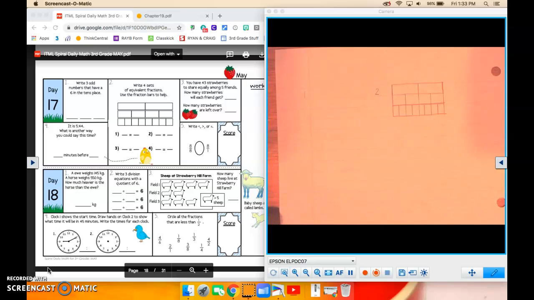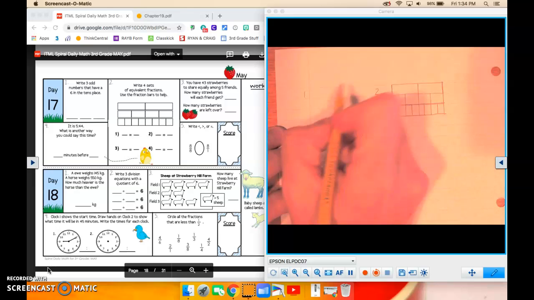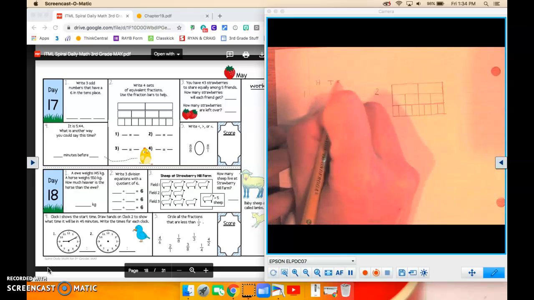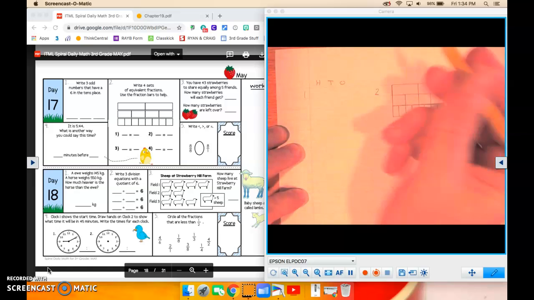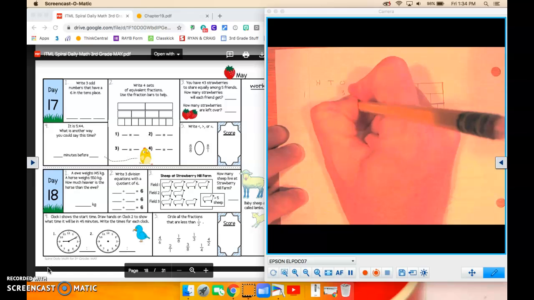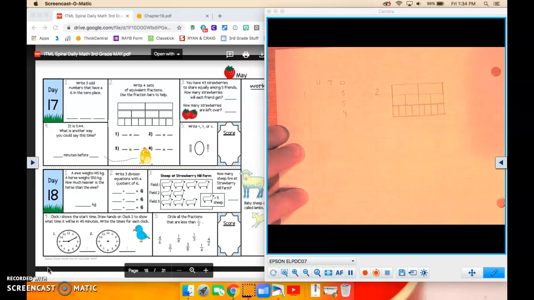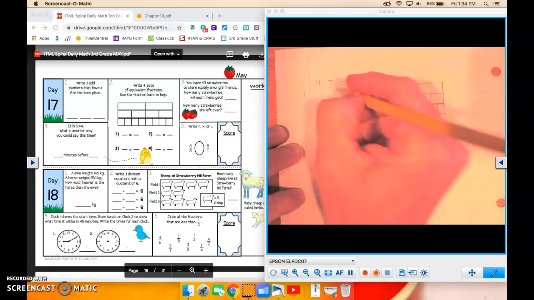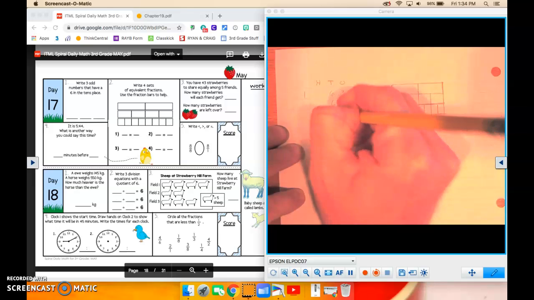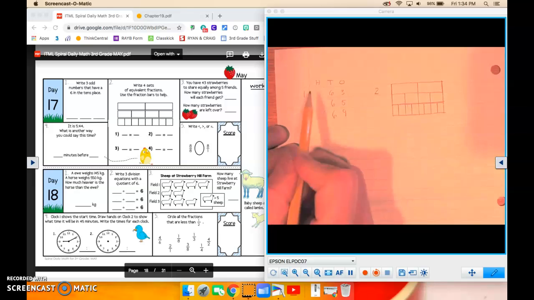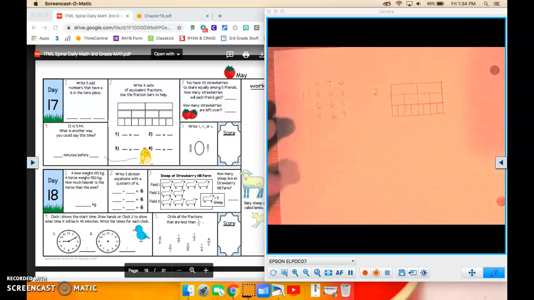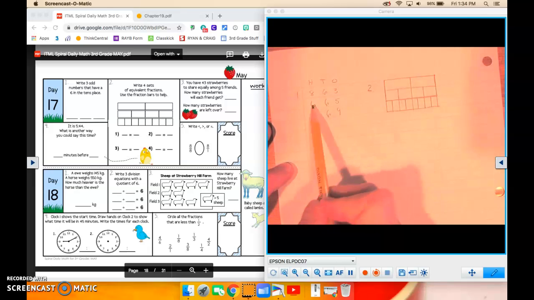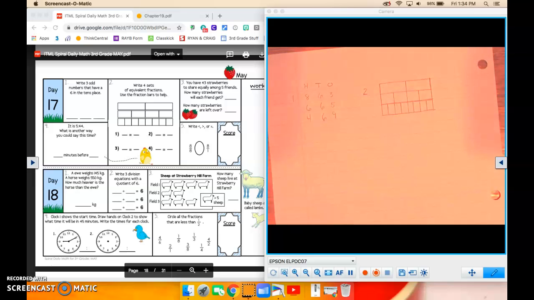Number 1 says write 3 odd numbers that have a 6 in the tens place. So let's go hundreds, tens, ones. These all have to be odd, so 1, 3, 5, 7, 9. It has to have a 6 in the tens place, and this could be anything. 8, 6, 4. There you go. 3 numbers: 863, 665, 469.